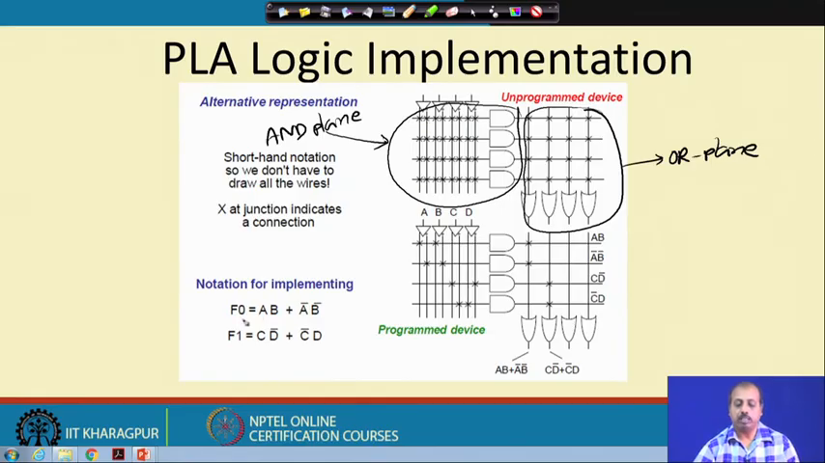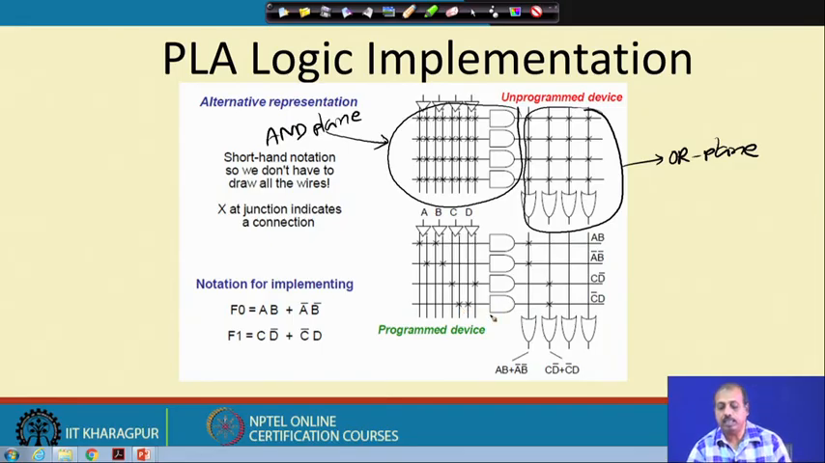For example, if you are trying to implement these functions, f0 is ab plus a bar b bar and f1 is c d bar plus c bar d, then I have to do it like this. There is no sharing of terms here. For AB, these two crosses are retained and the rest of the fuses are blown out, so you get the term AB on this line. Similarly, on this line you have retained the connections A bar and B bar, so they are ANDed here and you get A bar B bar. Similarly, you get C D bar here and C bar D here.